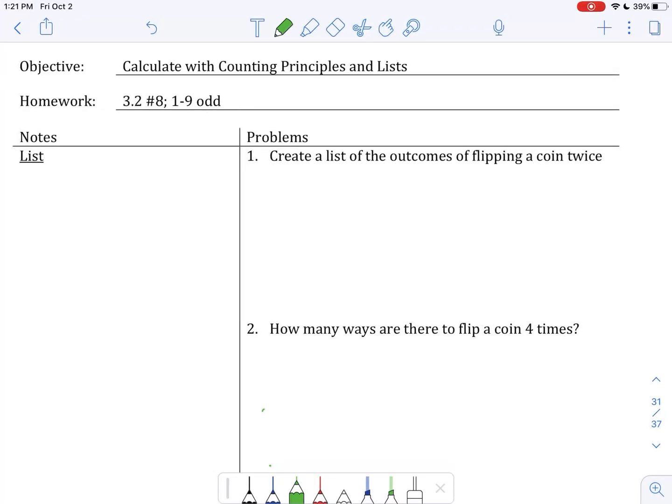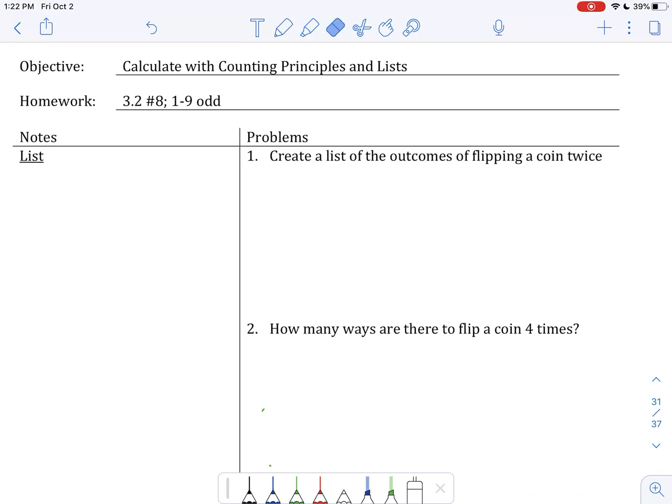Hi all, so we're going to start in with chapter 3, and you'll notice your homework problem set is coming from 3.2, and we're going to talk a lot about counting. We're also going to add some vocabulary about talking about lists. So the first thing we want to do is define what a list is. Make sure you've got yourself all ready for notes and that you're good to go.